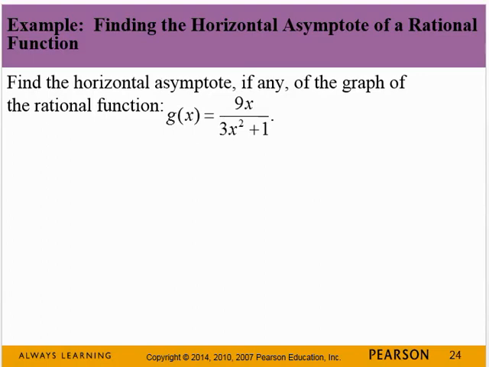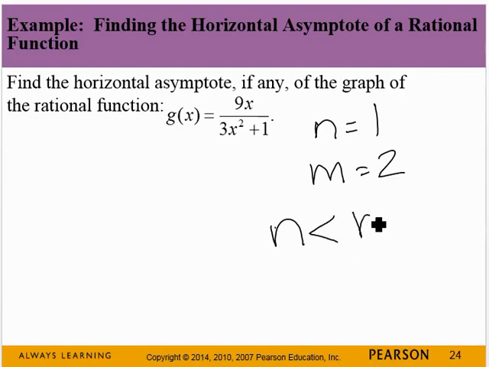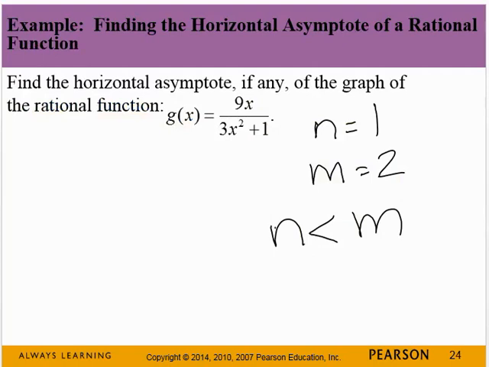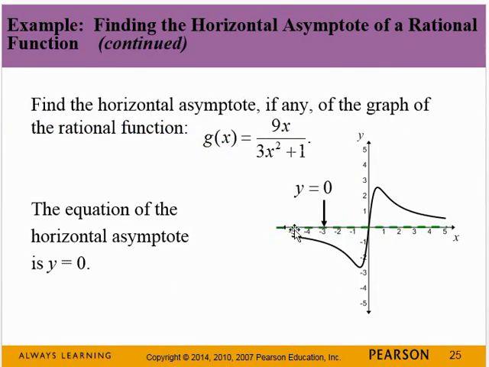In the next example, n is 1 and m equals 2, so n is less than m. If we go back to our rules, if n is less than m, the x-axis, or y equals 0, is your horizontal asymptote. So you automatically know y equals 0 is your horizontal asymptote.